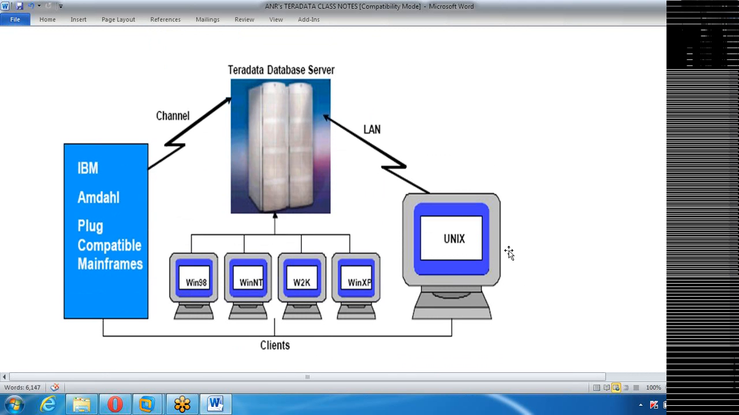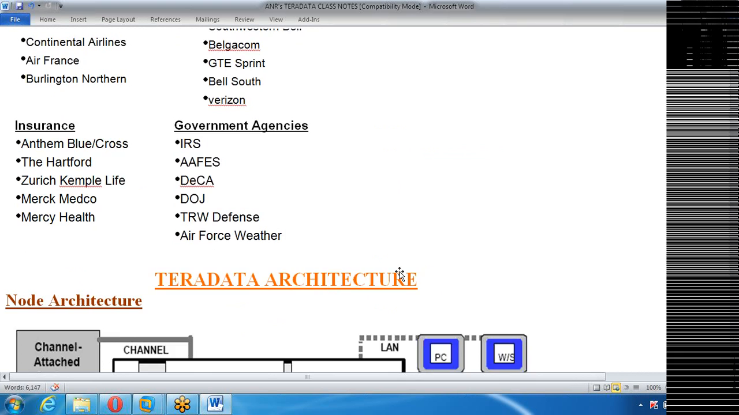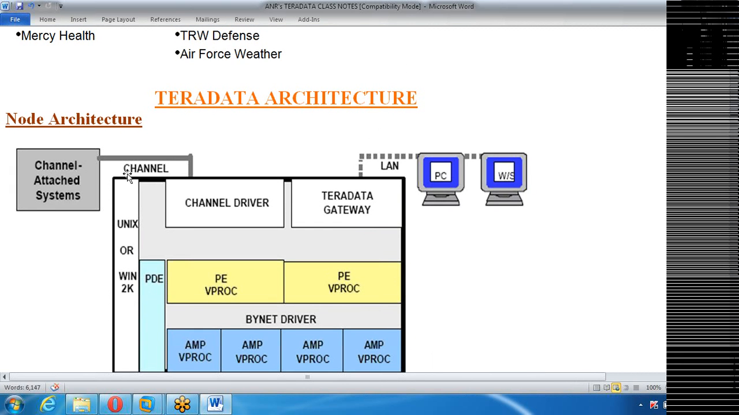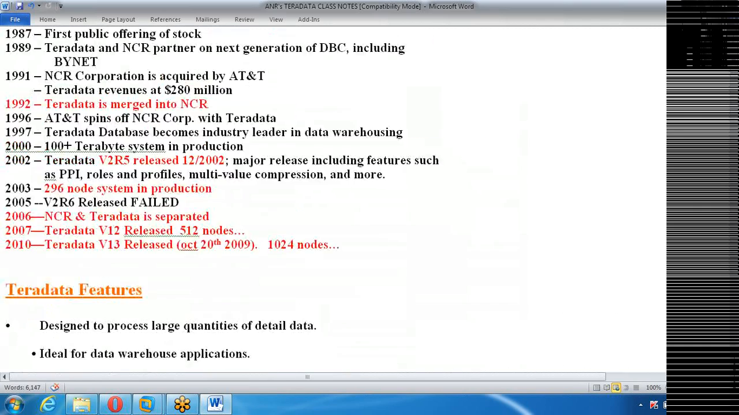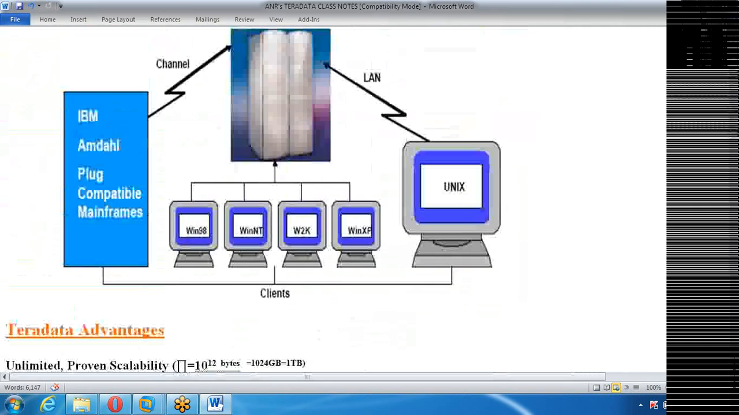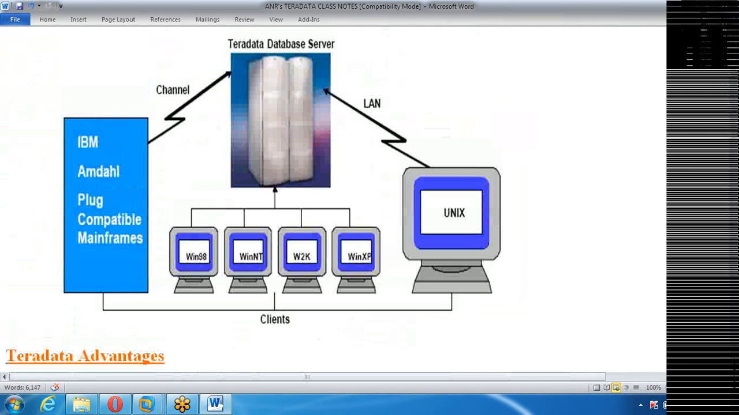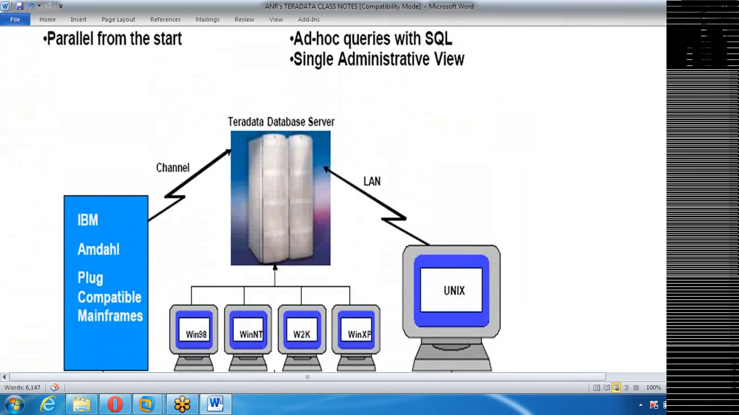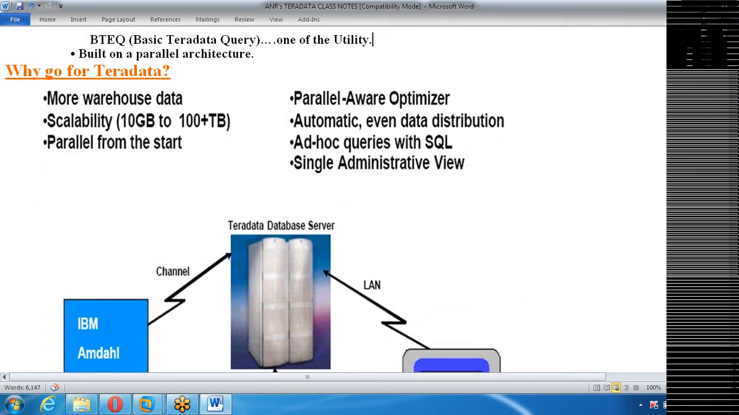So these are the topics where you are connecting to multiple clients, nothing but multiple databases or multiple users. You are going to connect to your Teradata database with the help of channels or LAN. What is the channel? What is the LAN? At the architecture level, I can explain these in the coming topics. So this is your Teradata service, connecting to different clients, different databases, different users from different locations. These are all the topics covered on why go for Teradata.